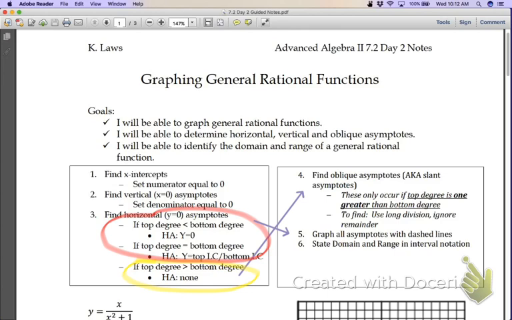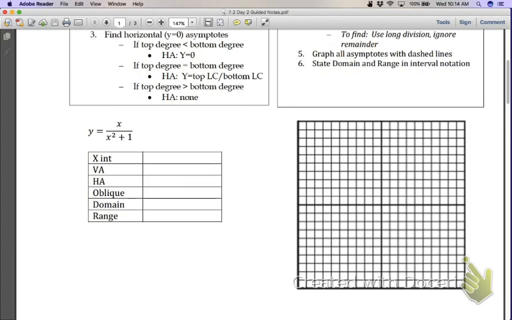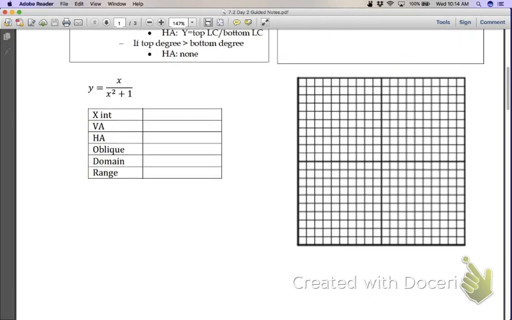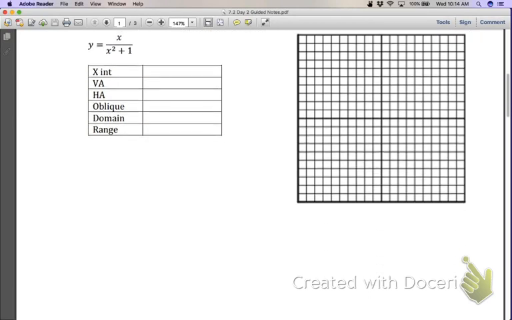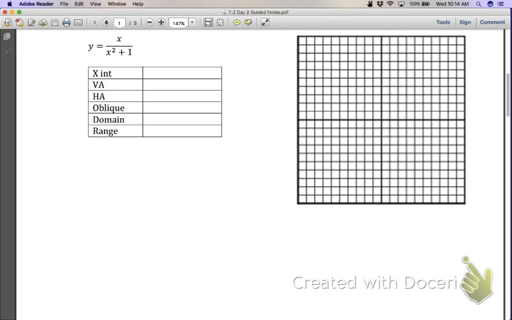So if we go with just the first one here, it says x over x squared plus 2. If we follow our steps, the first thing we need to do is find, we're just going to go down the list. There's 1, there's the second thing.